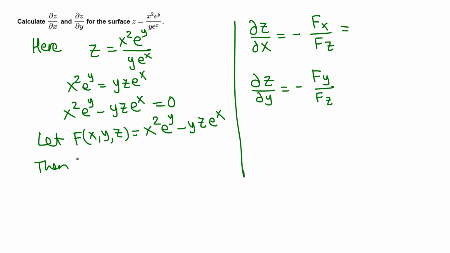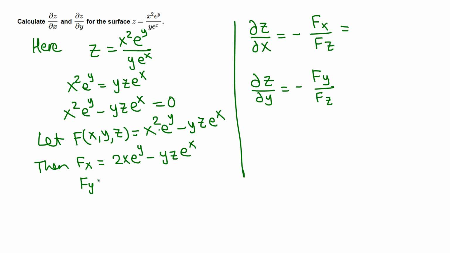Then the partial of f with respect to x. With respect to x, e^y is constant, and the derivative of x squared is 2x e^y, minus, with respect to x, y g is just a constant and e^x is just e^x. The derivative of e^x is just e^x.